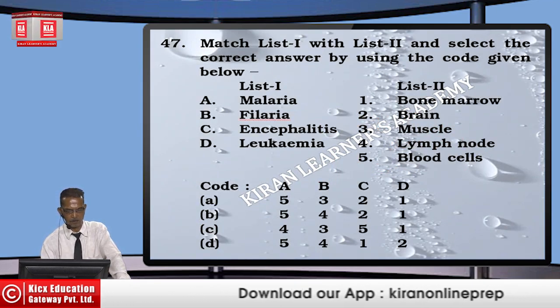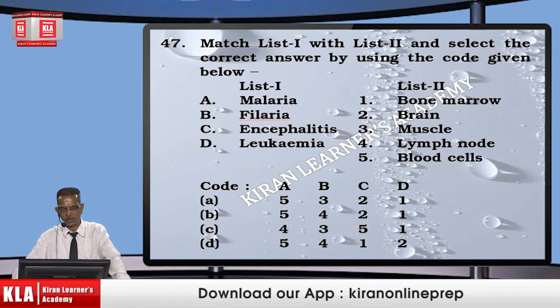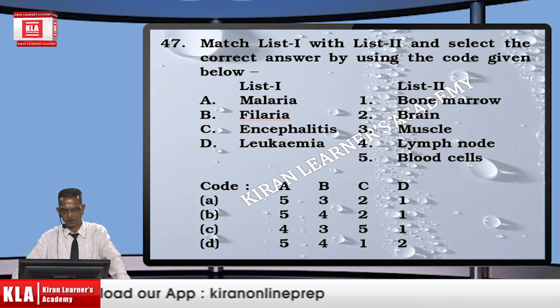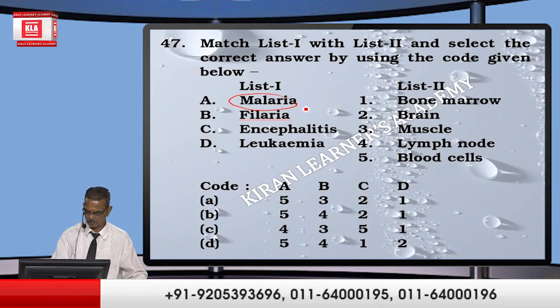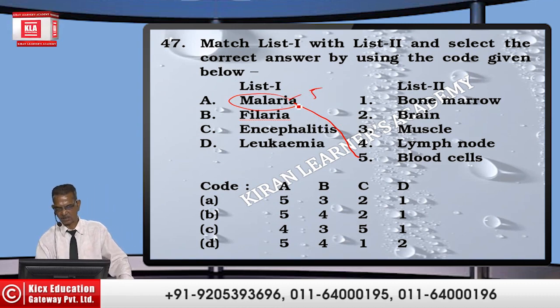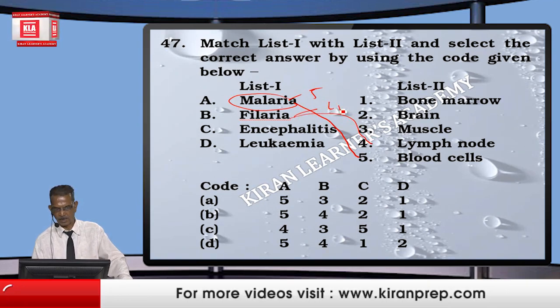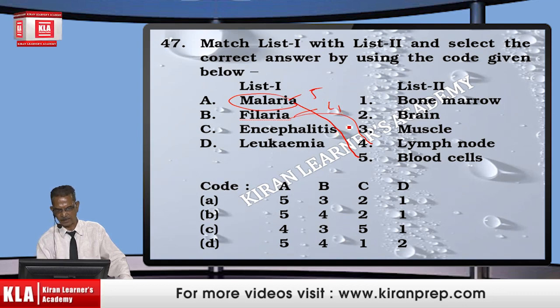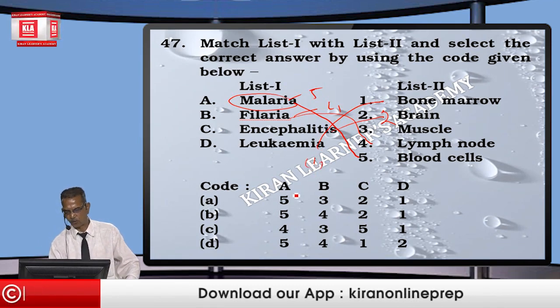Next, match list 1 with list 2 and select the correct option by using the code given. Malaria. Malaria infects blood cells, that is 5. Filaria affects lymph nodes, that is 4. Elephantiasis affects brain, 2. Leukemia infects bone marrow, 1. So 5, 4, 2, 1. B is the correct option.